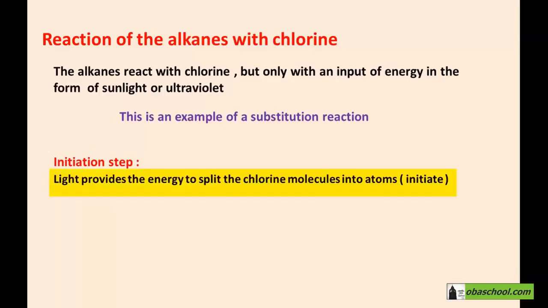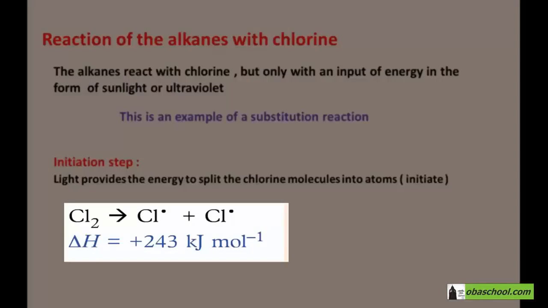Light provides the energy to split the chlorine molecules into atoms. So this light will break the chlorine molecule, and this is the initiation of the reaction. So with light, the chlorine molecule will break into two free radicals. So we have two chlorine radicals. Delta H is positive because this is an endothermic process which takes energy in the form of light.